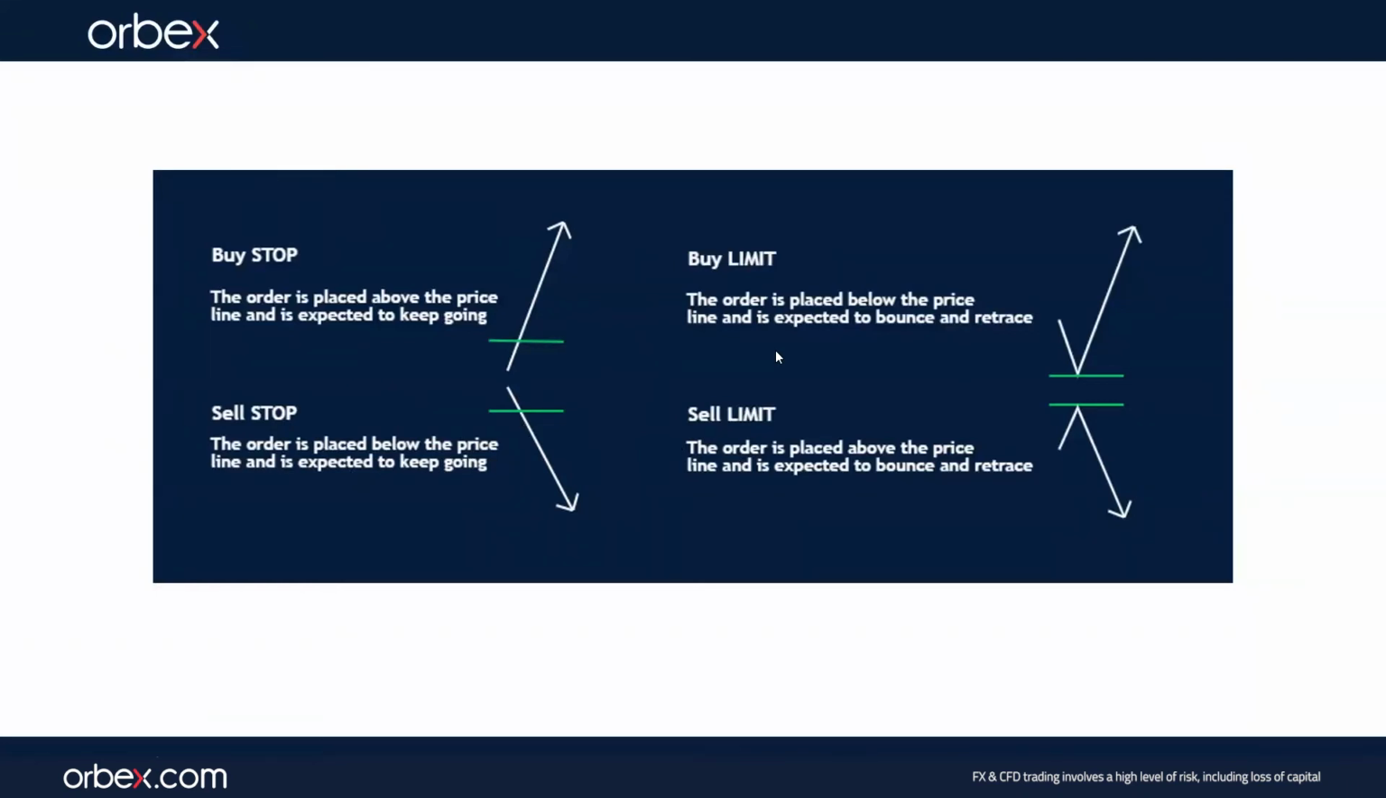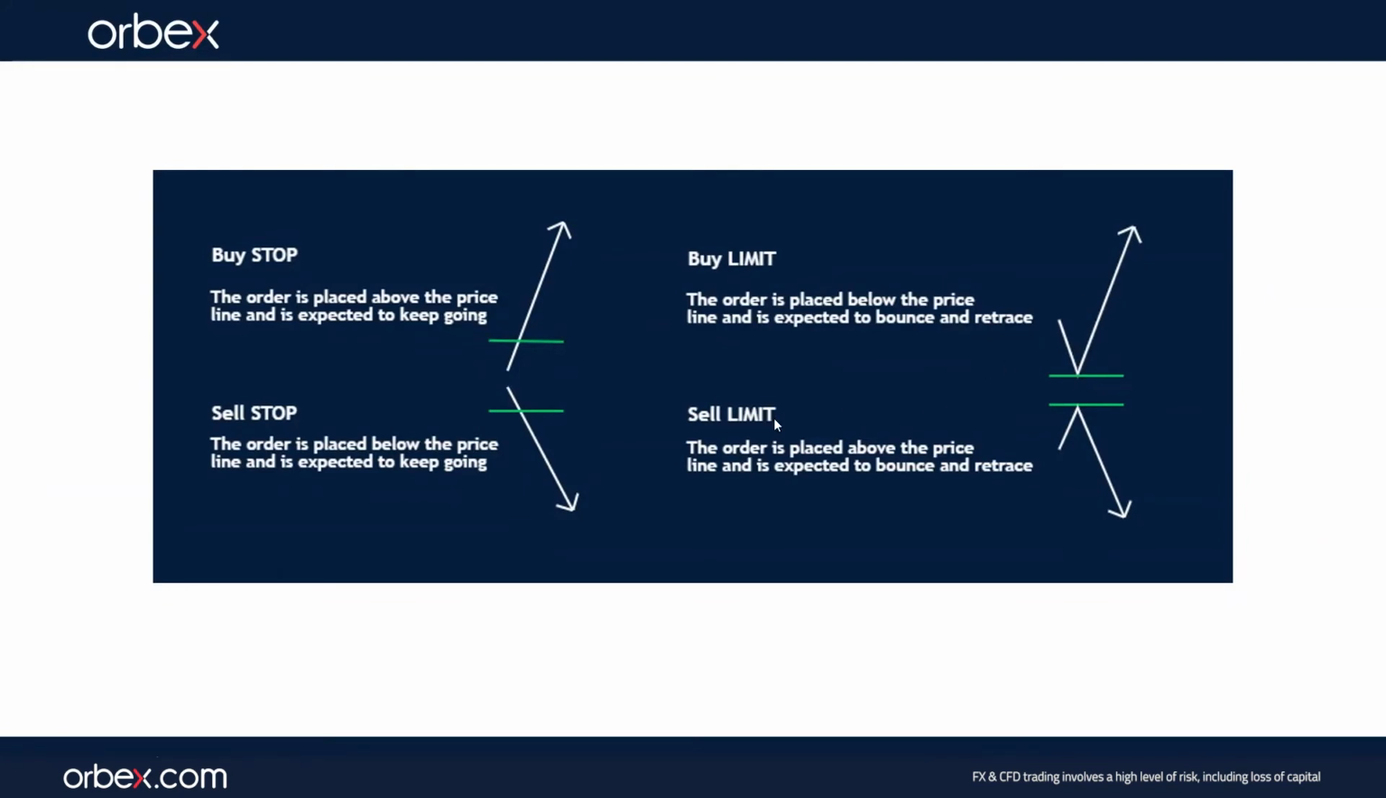So we've got buy and sell limits. The buy limit means the order is placed below the price line and is expected to bounce and retrace. In this example, these are the pending order lines, not the price line. So imagine the price line is currently where this arrow is. My order has gone below the price line. It's hit my pending order mark, and then we're expecting a bounce and a move higher.